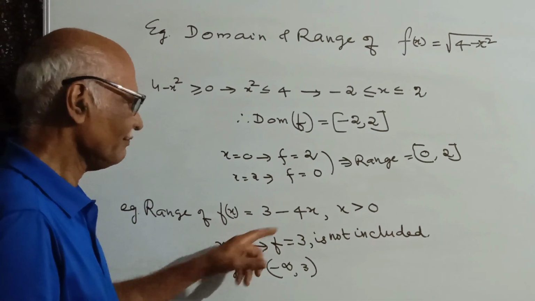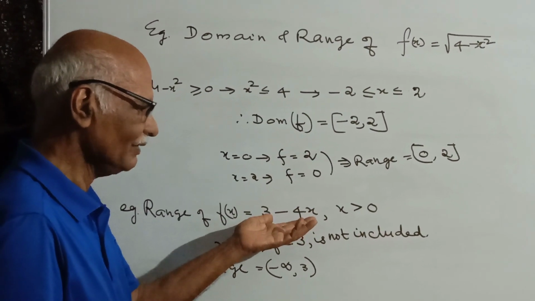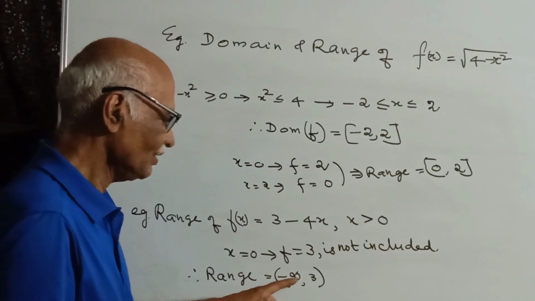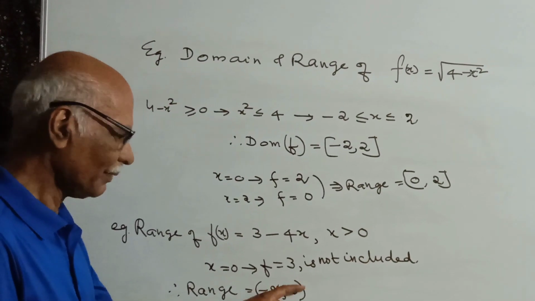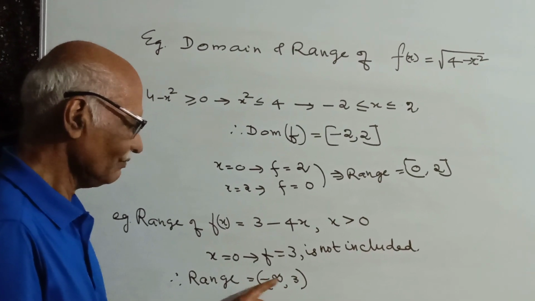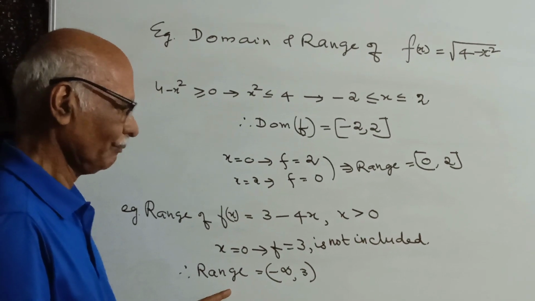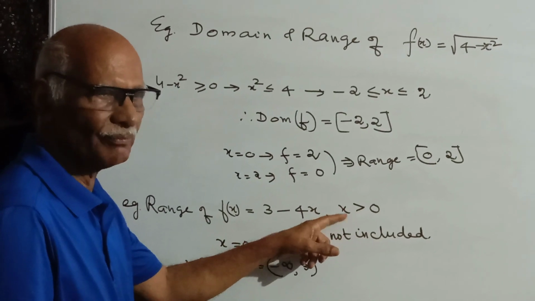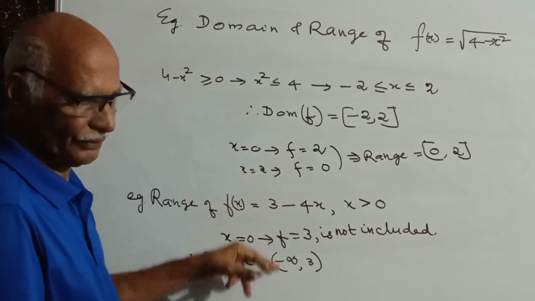Therefore, the range will be, if x takes larger and larger values, it goes to negative, negative, negative infinity. So the range is minus infinity to 3, but 3 is not included. Open interval, so minus infinity to 3 open. This is the range of this function. And the domain is actually x greater than 0, so all positive real numbers. This result is important.